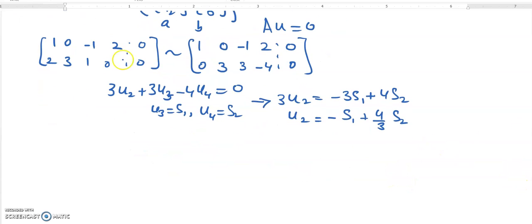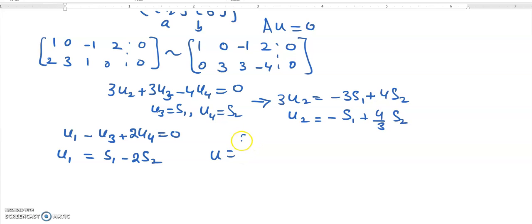And then from the first equation, u1 minus u3 plus 2 u4 is equal to 0. So u1 will be equal to, since u3 was s1, s1 minus 2 s2. So the vector u will be equal to s1 minus 2 s2, then minus s1 plus 4 thirds of s2, and then s1, s2.